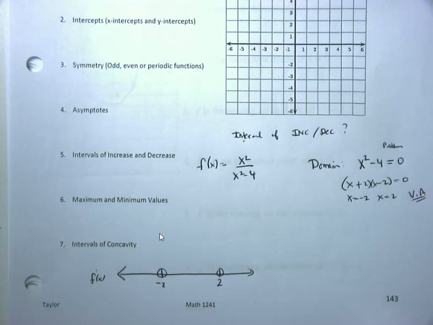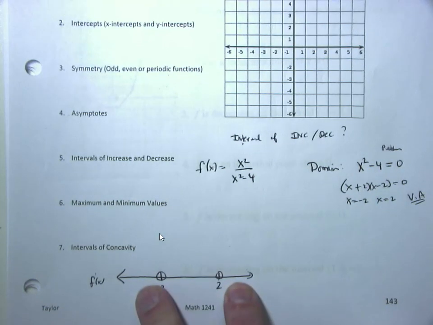If I ask for intervals of concavity, it's a number line for the second derivative. And you're still going to have to omit those two problems. Does that make sense? Now, how do I find critical points?